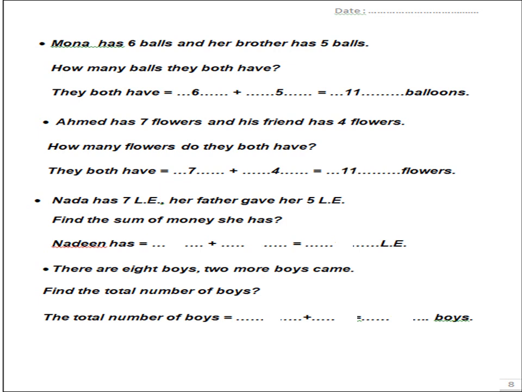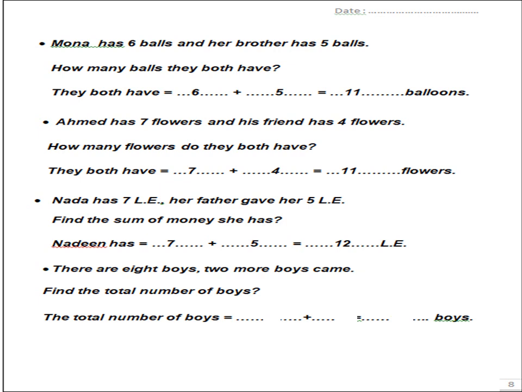The third question says, Nada has 7 LE, her father gave her 5 LE, find the sum of money she has. The keyword here is "sum," okay? 7 plus 5, we keep 7 in our mind and 5 in our fingers and start to count after 7: 8, 9, 10, 11 and 12. So the answer will be 12.